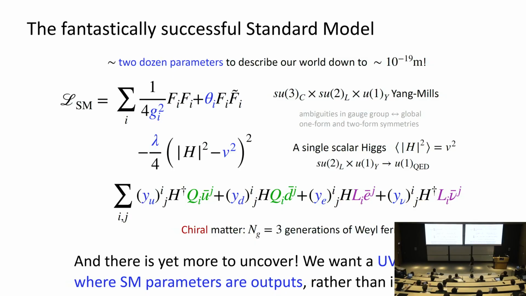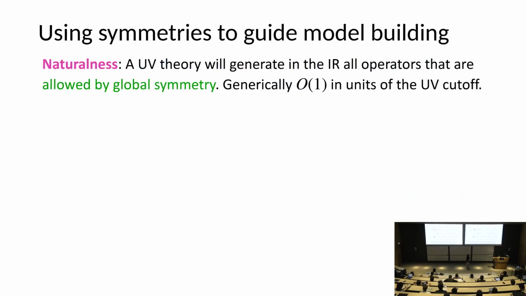So how are we to go about thinking about what that should be? Well, of course, we've long understood that symmetries offer us crucial guidance here, and this is the principle of naturalness. Now, you may have heard people say some awfully silly things about naturalness, so please forget them. Naturalness, at its core, is the simple statement that if I give you a UV theory and you coarse grain down into the infrared, you will generate all operators that are allowed by global symmetry. And generically, with coefficients of order 1 in the natural scale, the UV cutoff of the theory.